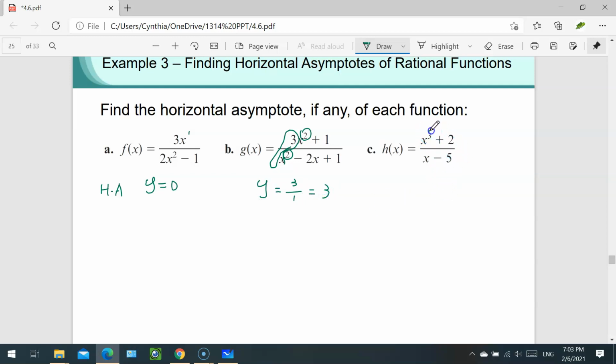The highest degree power on the numerator is 3. The denominator has highest degree power 1. So 3 is bigger than 1. In that case, there is no horizontal asymptote.